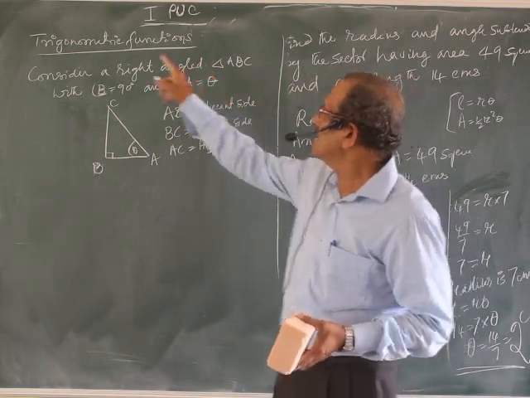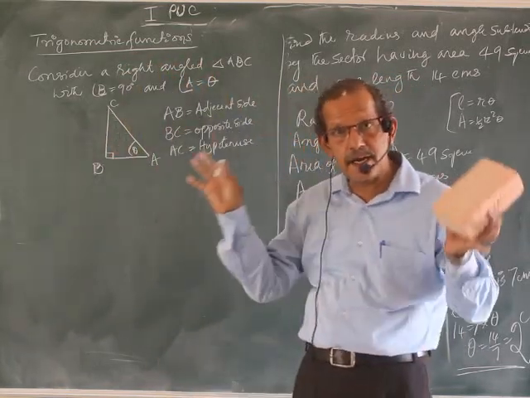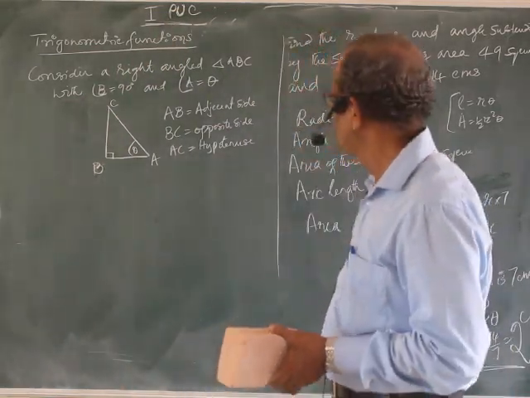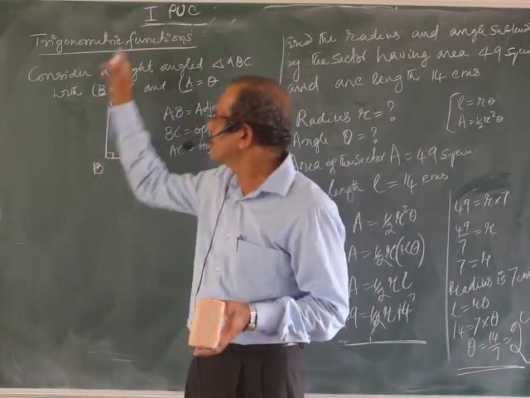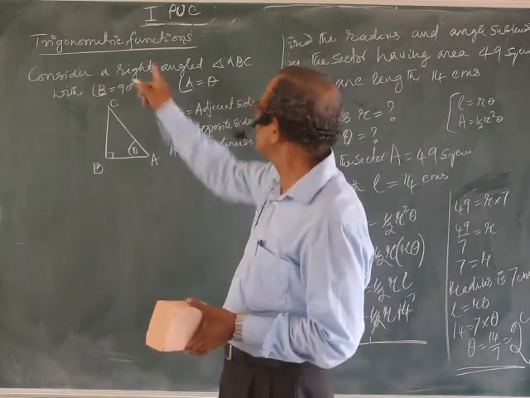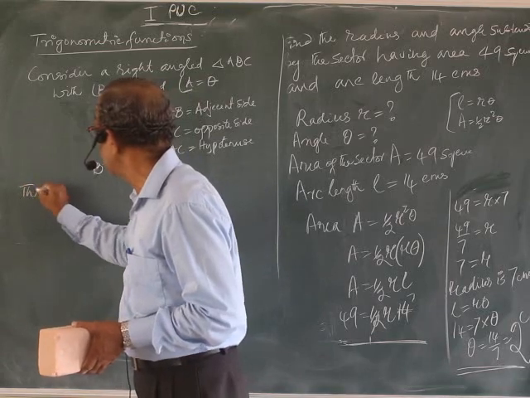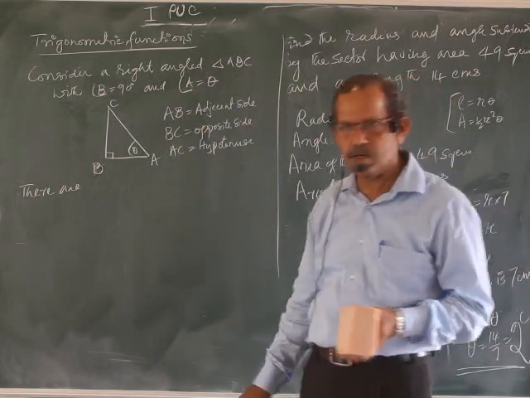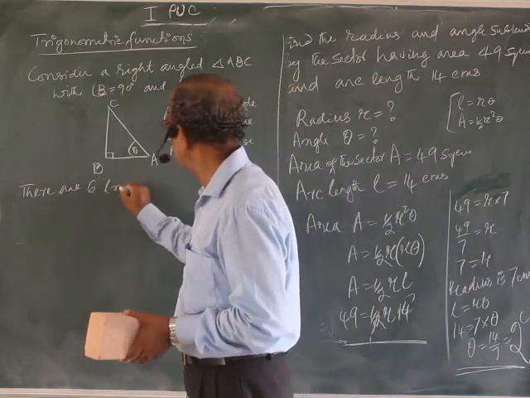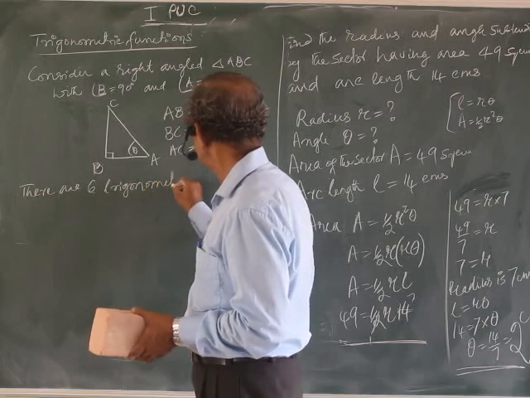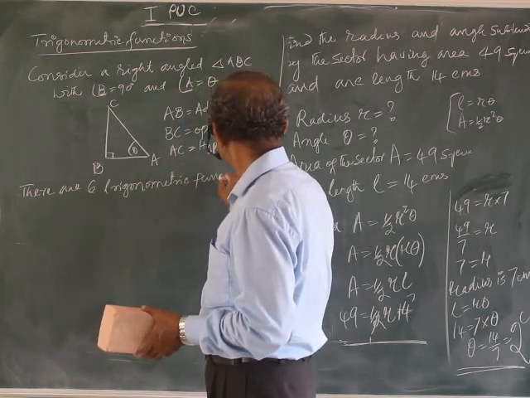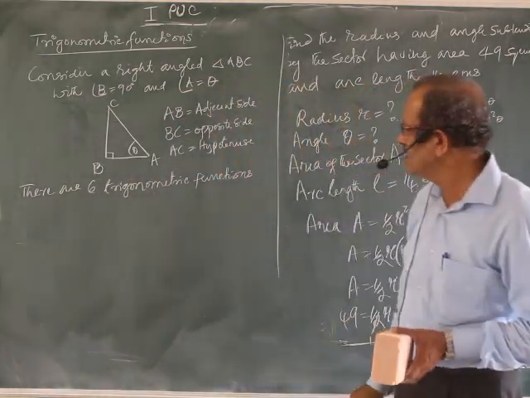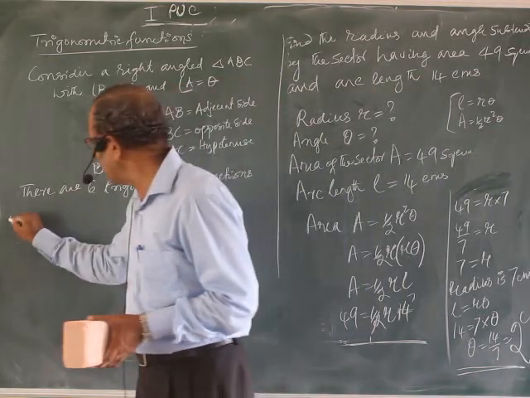Now, there are 6 trigonometric functions. The entire trigonometry is based on these 6 trigonometric functions, remember. So it is very important. Let us write the notes briefly, because it was already done in high school. Trigonometric function means it is just a ratio. 6 trigonometric functions. Let me write one by one.